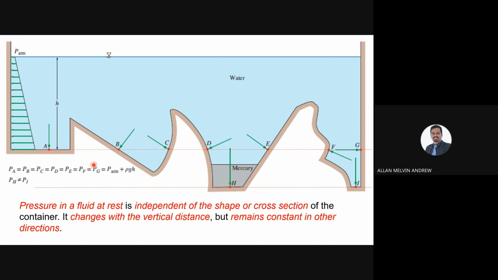Maybe the bottom part is uneven. Normally we cannot find an ocean with an even surface, so it will be high or low, but it doesn't matter as long as the height is the same. The height of A, B, C, D, E, F, G are all the same from the surface, as long as it is under the same density, so the same fluid. Here we have mercury, but A, B, C, D, E, F, G are all under the same fluid, which is water.